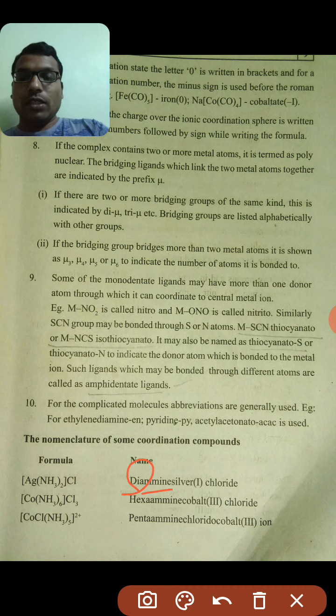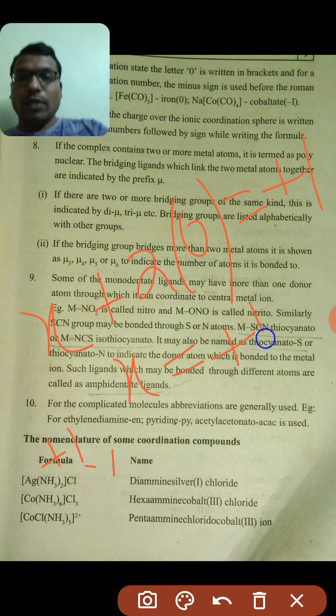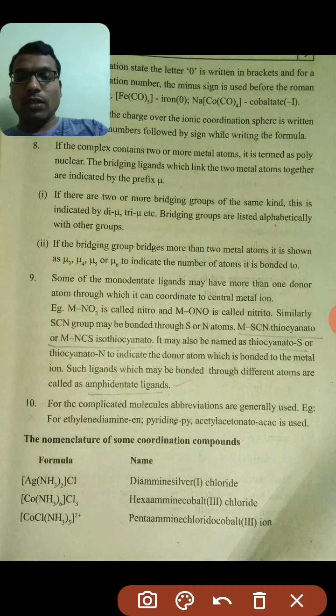After that, Ag is present within which sphere? It is Cl minus, Ag plus, so it is in the positive sphere. That's why we write only silver. Next the oxidation number: for Ag, X plus 2 into ammine which is 0, equals plus 1, because Cl minus is outside. So X is plus 1. That's why I'm writing the plus 1 within the square brackets. Then we write chloride. So this is the IUPAC name.